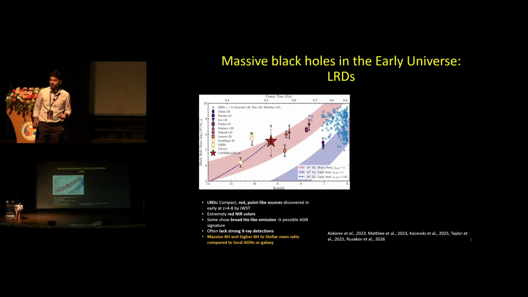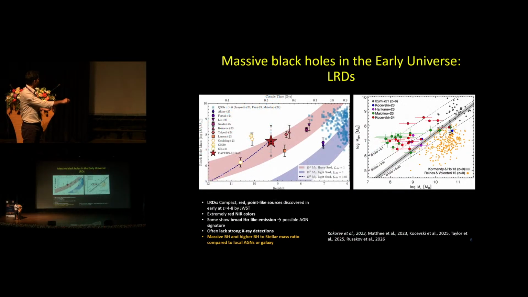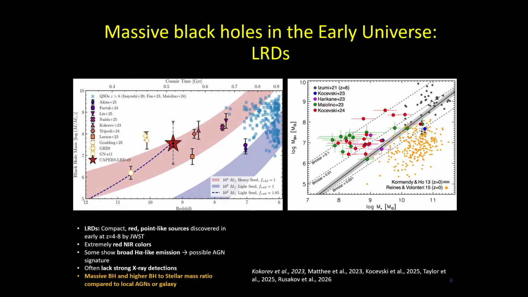So how can such black holes evolve? If you consider a light seed of 100 solar masses, you get this curve, this pattern. It will not be able to explain the growth of these hypermassive black holes in the early universe. You need a heavier seed of 10,000 to 100,000 solar masses or so. These objects also show a high black hole to stellar mass ratio, about 0.1, compared to local AGNs, which lie along these lines. So they are hosting overmassive black holes compared to their stellar masses.